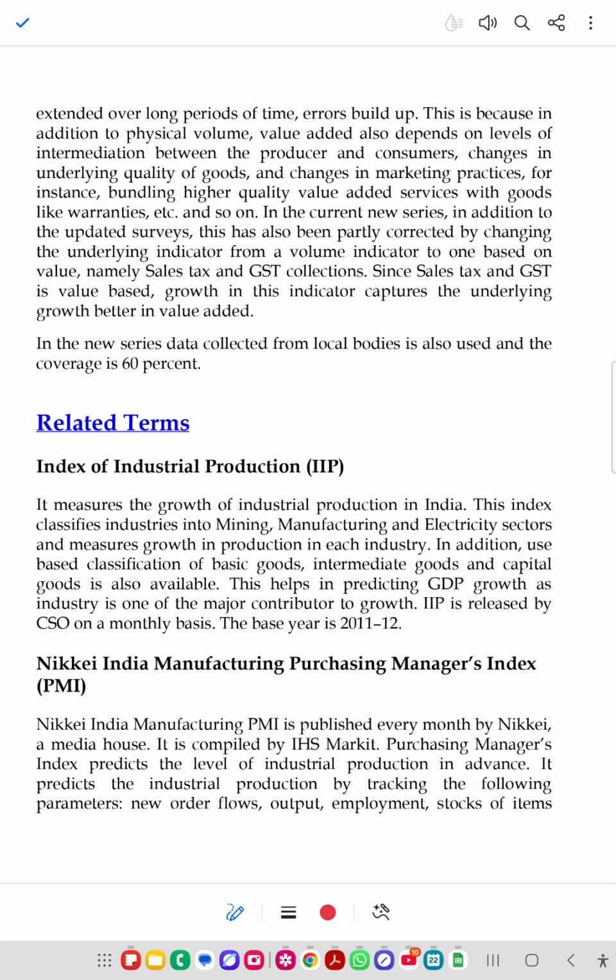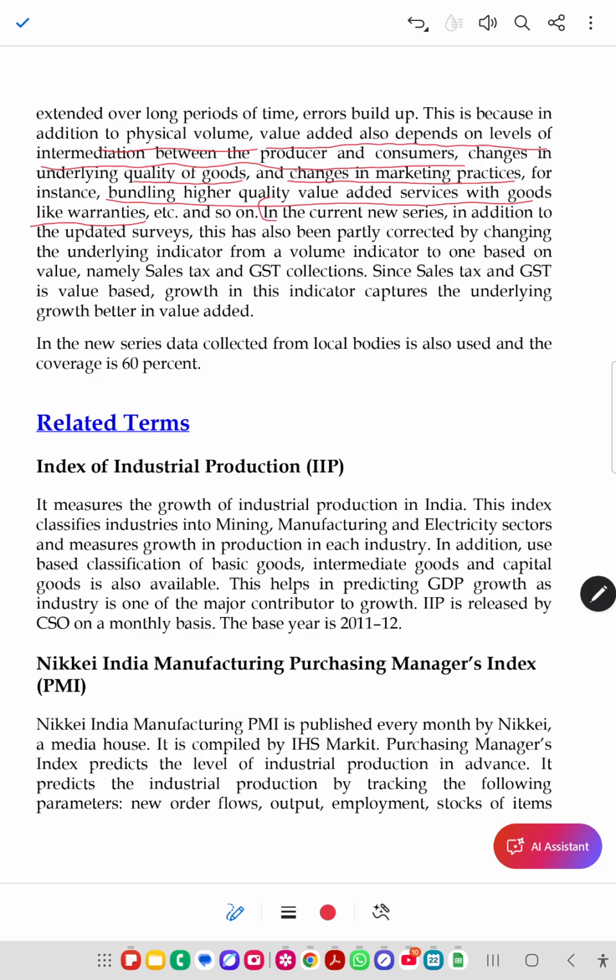This is because, in addition to physical volume, value added also depends on the level of intermediation between the producer and the consumer, changes in the underlying quantity of goods, and changes in marketing practices, for instance, bundling higher quality value added services with goods like warranties, and so on.